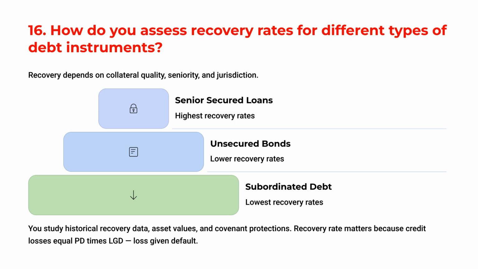How do you assess recovery rates for different types of debt instruments? Recovery depends on collateral quality, seniority, and jurisdiction. Senior secured loans recover more. Unsecured bonds recover less. Subordinated debt recovers least. You study historical recovery data, asset values, and covenant protections. Recovery rate matters because credit losses equal PD times LGD, loss given default.